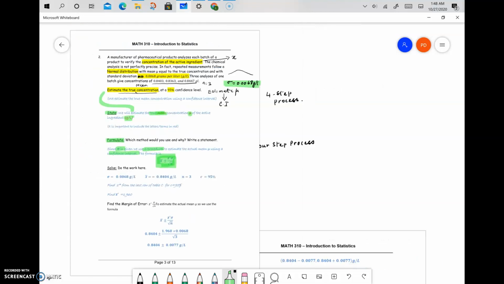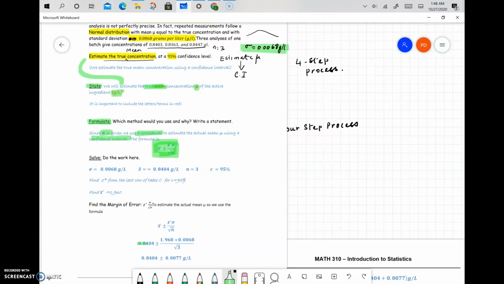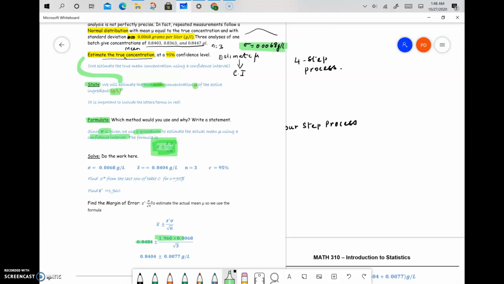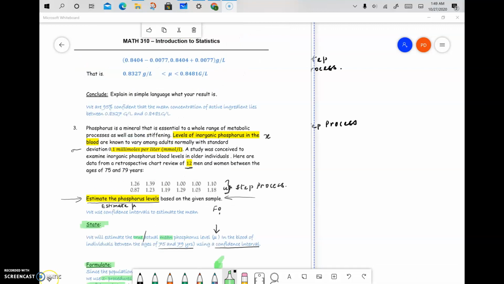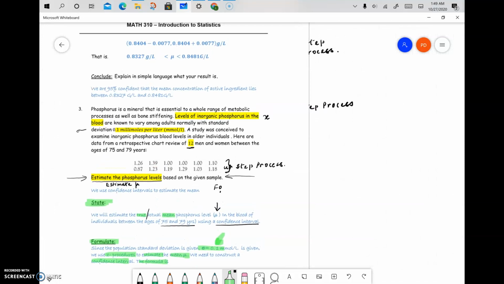complete the calculations and write it in a way that we have X bar, which is 0.8404 plus or minus the margin of error. So this is our confidence interval. Now, we have state, formulate, solve. Solve is where we do all the calculations and come up with the interval that we've been asked to construct in order to estimate the mean. So we have the interval here. Basically, it says that the mean mu lies between 0.8327 and 0.8481 grams per liter.